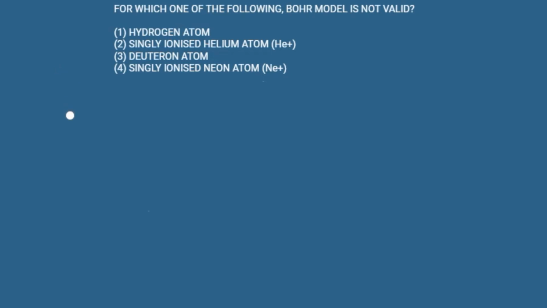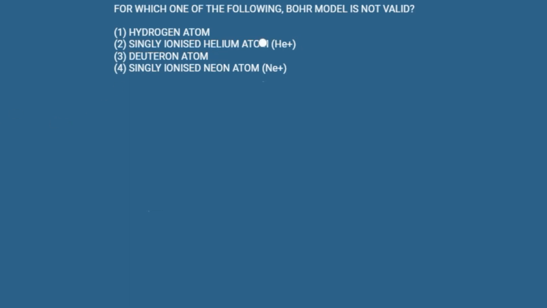For which one of the following is Bohr's model not valid? Option number 1, hydrogen atom. Option number 2, singly ionized helium atom. Option number 3, deuteron atom. Option number 4, singly ionized neon atom.